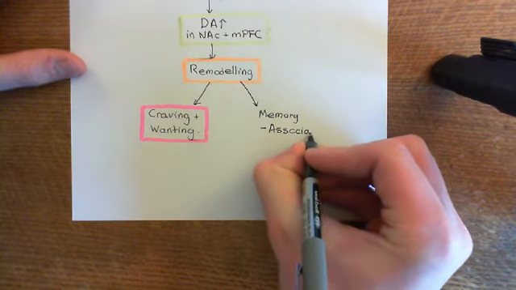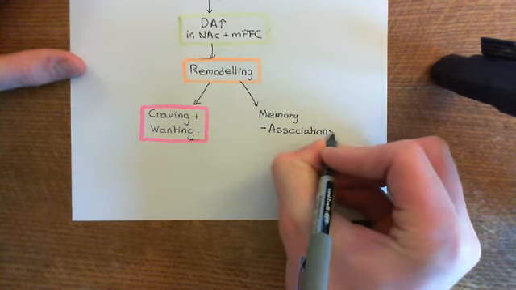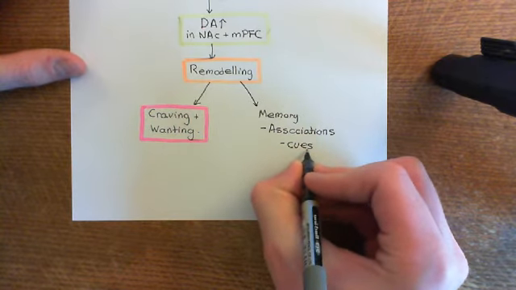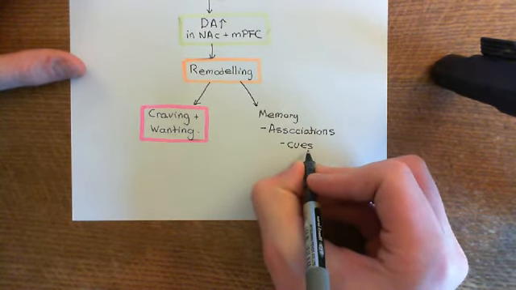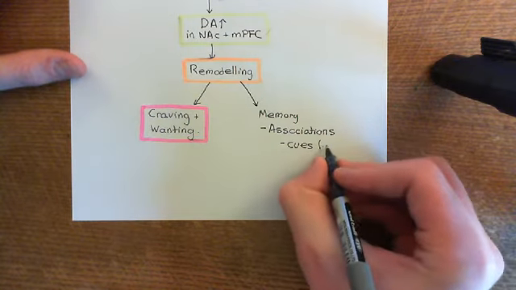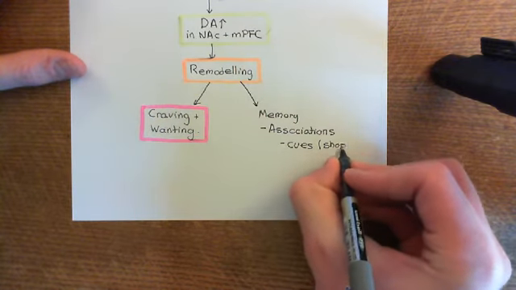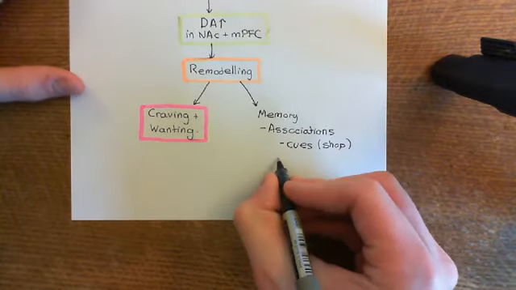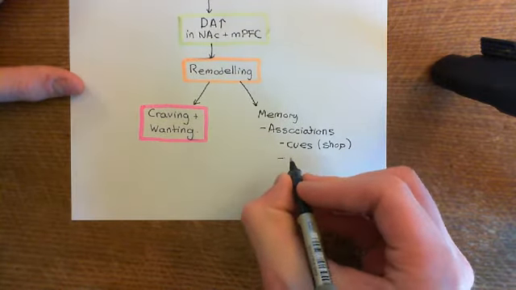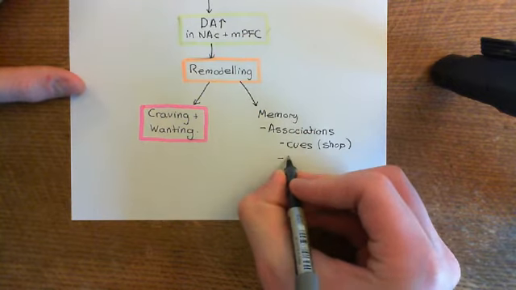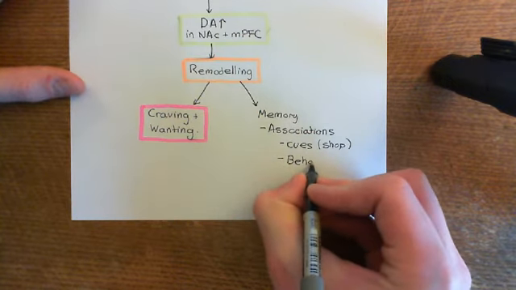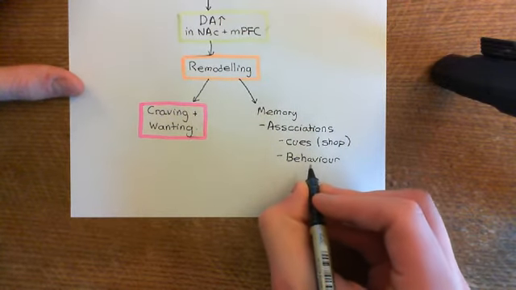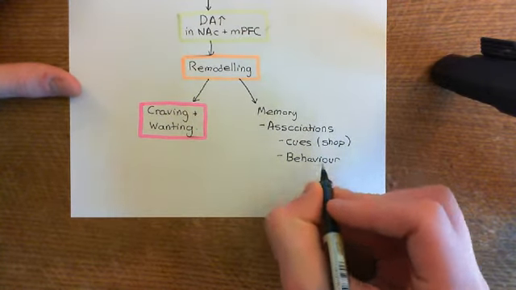So let me give you an example of this. You're going to be associating the cues which tell you that you can get the stimulus. In the case of chocolate, that will be the shop, the shop window, let's say, full of Easter eggs, maybe. And then you're going to associate those cues with the actual initiation of the seeking behavior, which is the behavior of actually going into the shop and buying the chocolate.